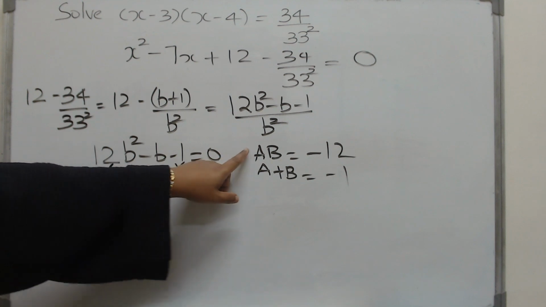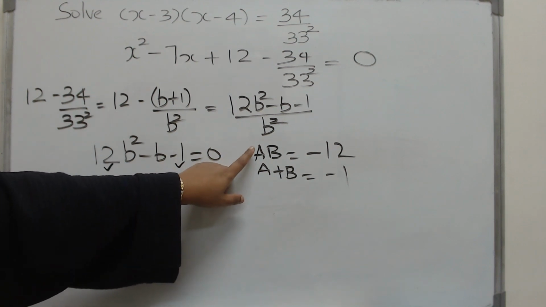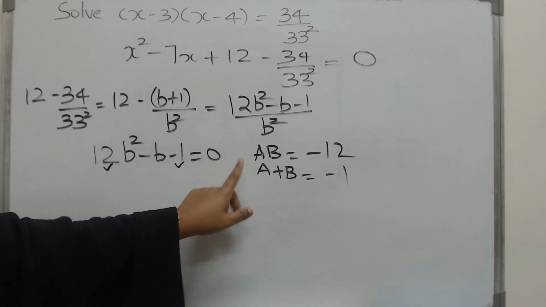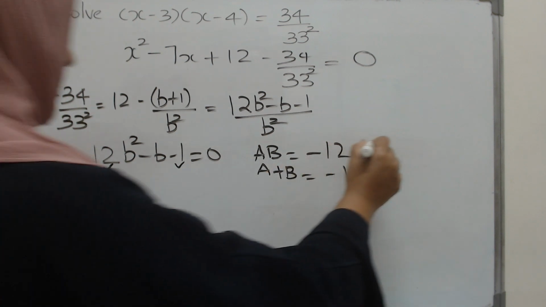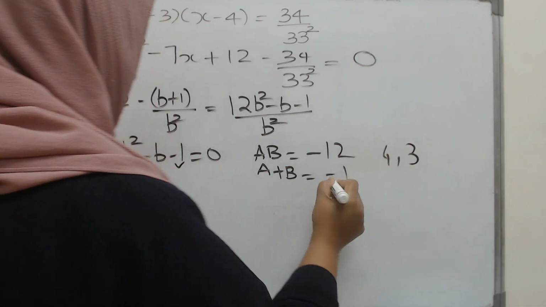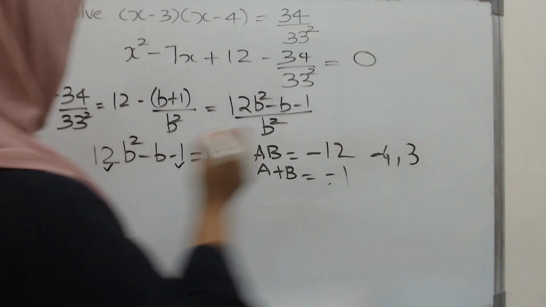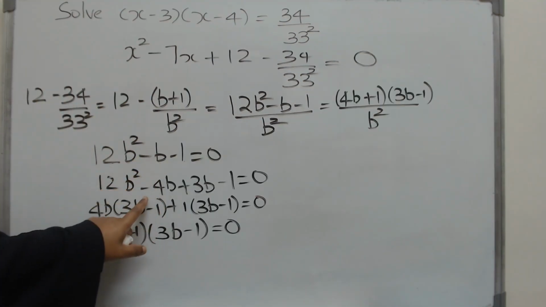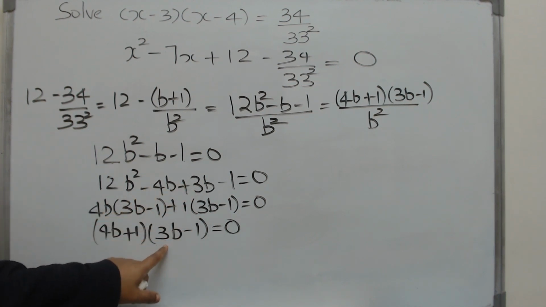So what all possibilities can you think of? What all factors of 12 can you think of? 1 and 12? No. 2 and 6? No. 4 and 3, but then be careful, you see a minus here, which means it is minus 4. So splitting the middle term of minus b as minus 4b plus 3b, you get two such factors.